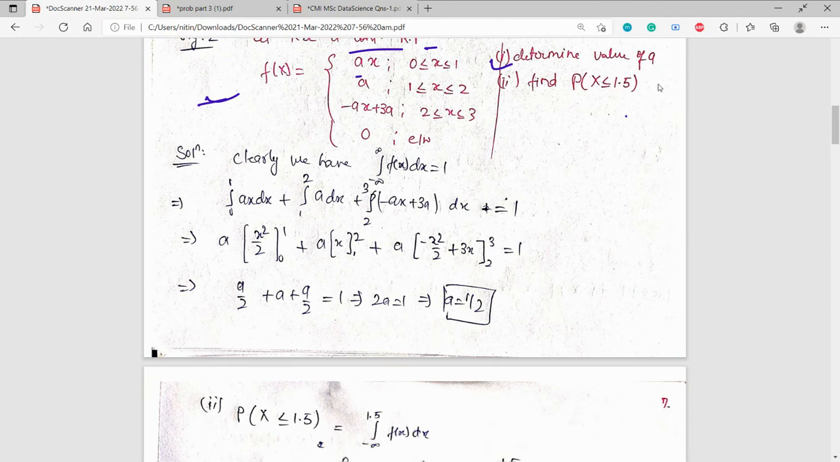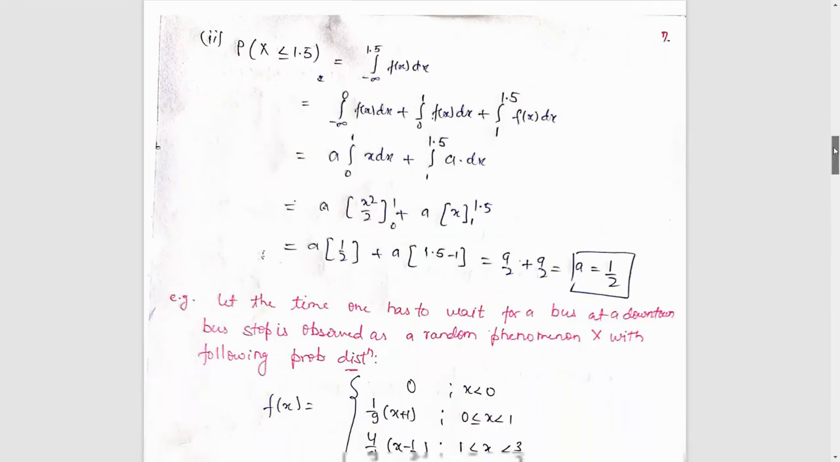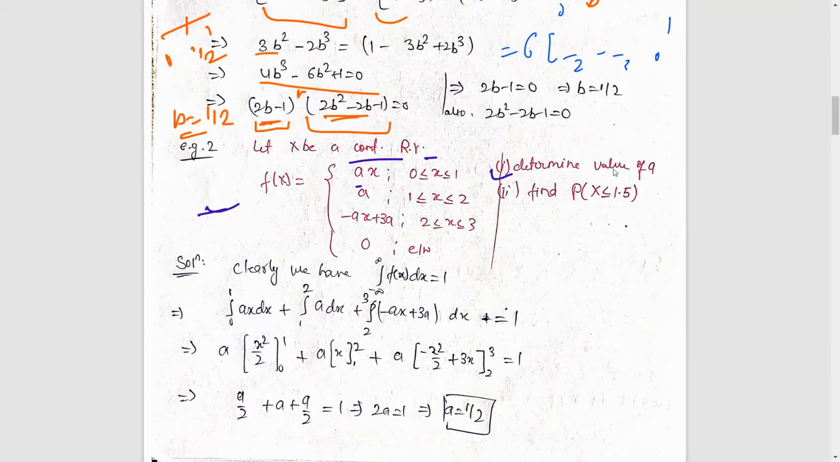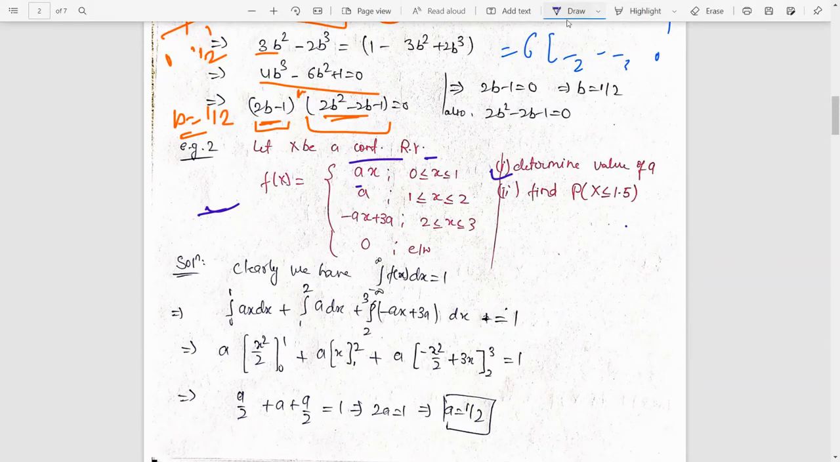You need to find the c, and then you need to find the value of a, and then you need to find what is P(x less than or equal to 1.5). So similar questions have been asked. At this point, to find the a, the simple formula that I told you is that the integral of f(x) dx is equal to 1 over your whole interval.